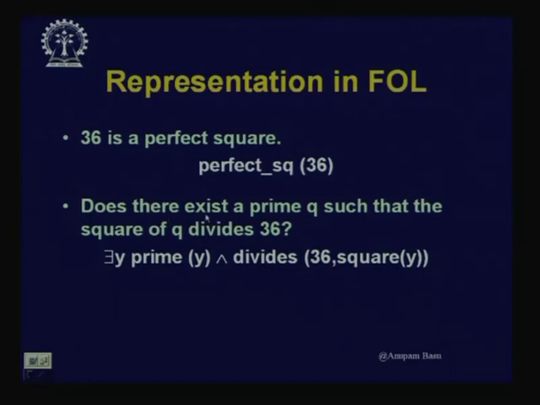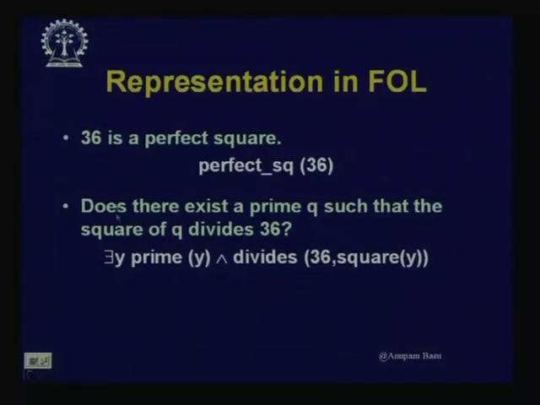Now, in order to answer this question, does there exist, I can also pose it as a theorem which I will be proving. I make a statement: there exists a prime q such that the square of q divides 36. Then I try to prove it by inference. If I can prove it, then there exists such a q, and if I cannot prove it, then it does not exist. So this query can be converted into the form of a predicate, which I shall try to prove using my reasoning mechanism of first order logic.